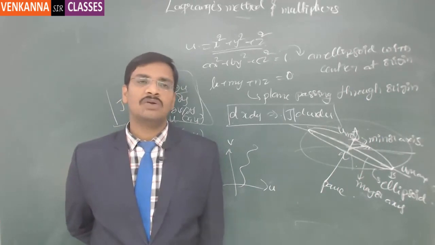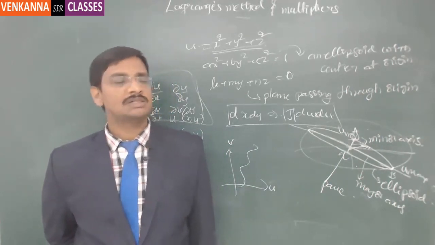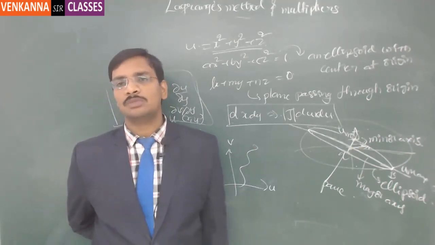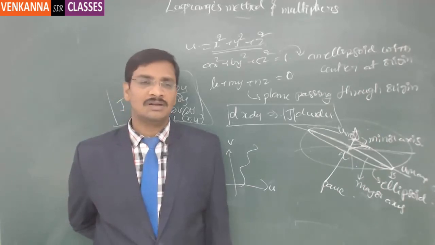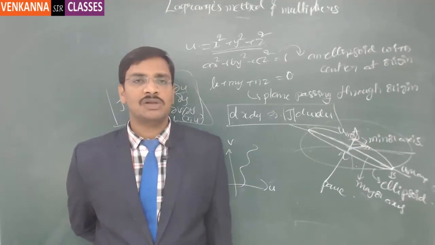And then from there, we moved on to the Lagrange's method of multipliers. In this case, the method of finding the maximum value or the minimum value is very easy, but the limitation is that it will not say whether you have got the maximum value or the minimum value.